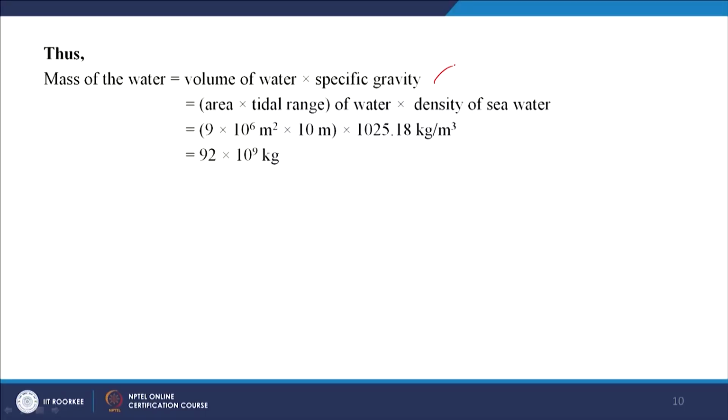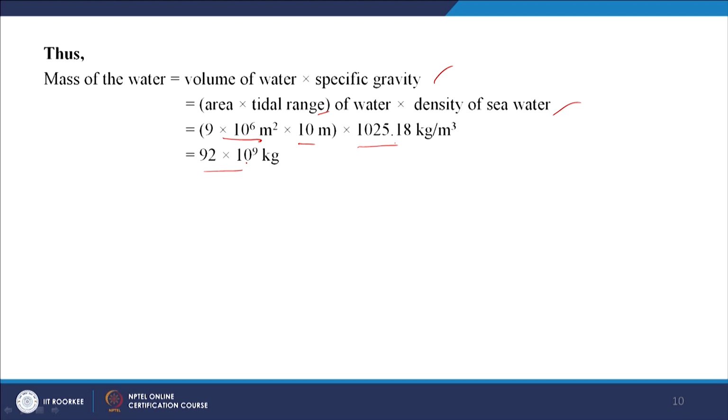Mass of the water is equal to volume of water into density, that we know. Volume of water means area into tidal range, into density of the sea water. So, 9 into 10 to the power 6 meter square, since 9 kilometer square is converted to meter square, and then tidal range 10 meter and 1025.18 kg per meter cube is the density of the sea water. By multiplying these three terms we get 92 into 10 to the power 9 kg.